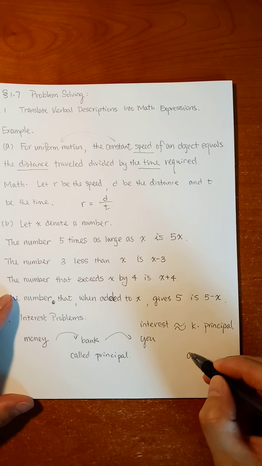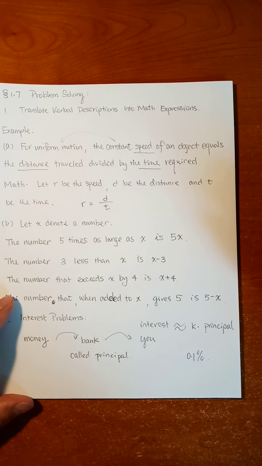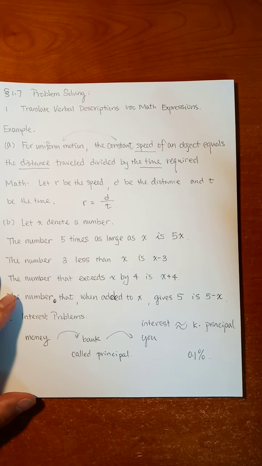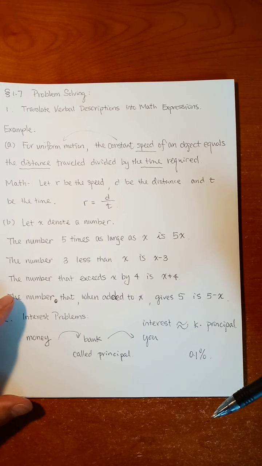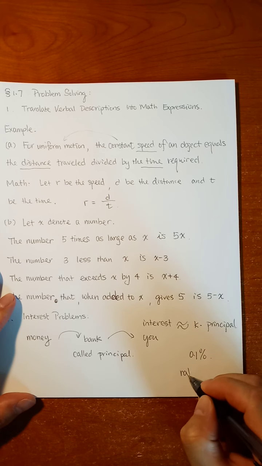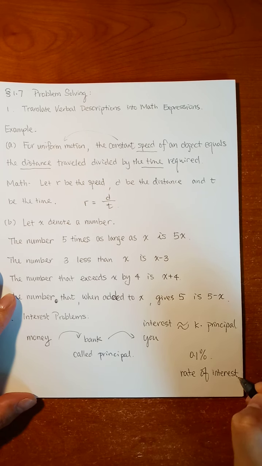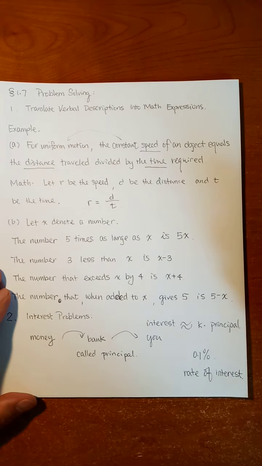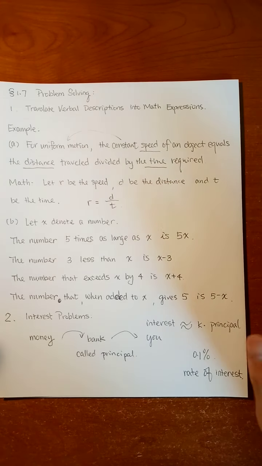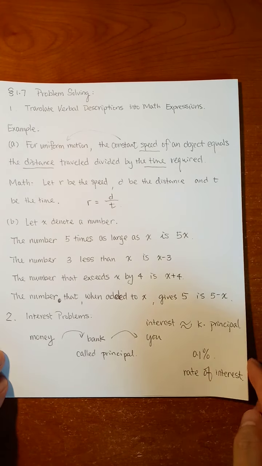0.1%, or higher, 1%. Like every year, if you deposit $100, you will get $1 as interest if you have 1%, right? So this is called the rate of interest. Of course, we want the rate as high as possible, but usually that's impossible.